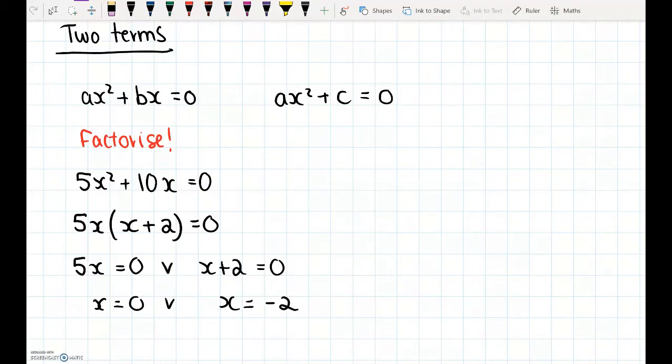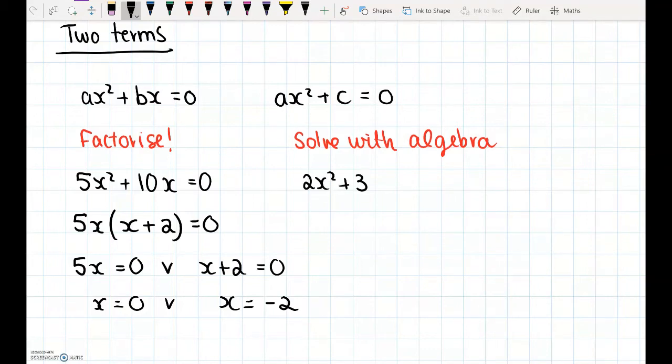The second type with two terms is when we have something like ax squared plus c equals 0. Now, this we can just solve with algebra. So this is a nice easy one. For example, we might have 2x squared, and I'm going to say minus here, minus 32 equals 0, and I'll explain why in a minute. So the first step is that we're going to use algebra.